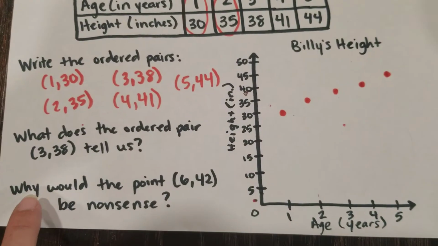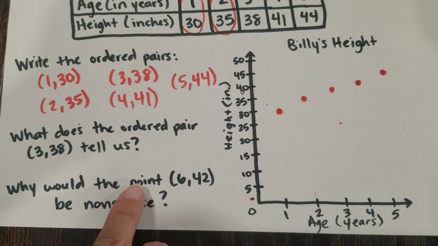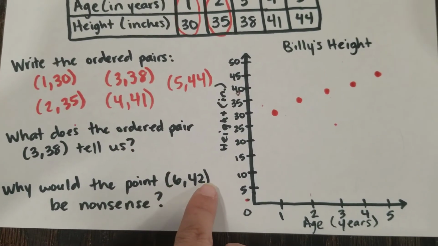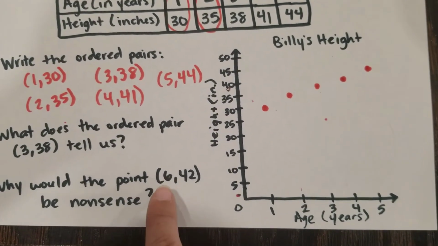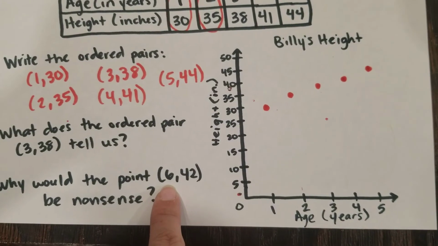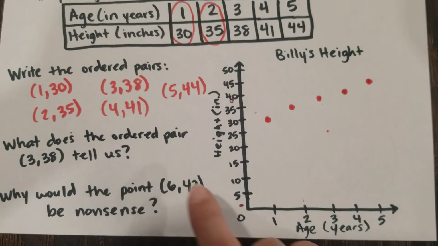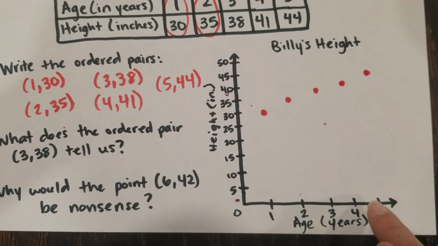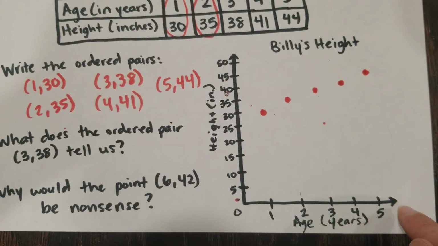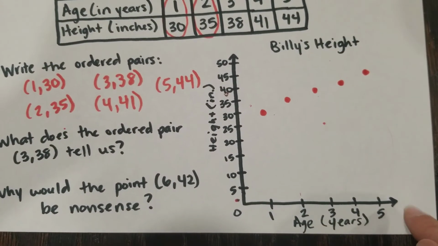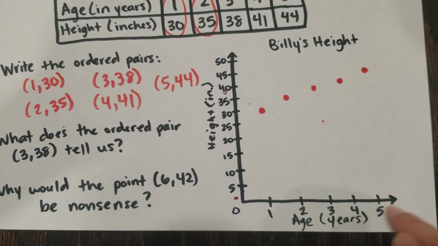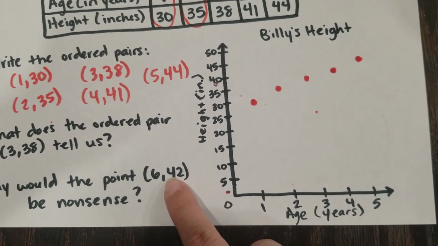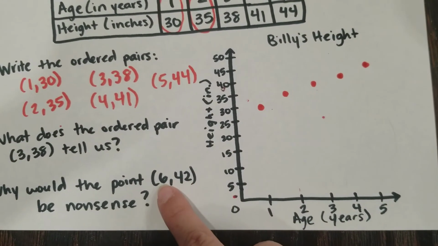Okay, and our last question, why would the point (6, 42) be nonsense? Well, we know that 6 needs to be the age. So when he was 6 years old, our graph doesn't go to 6. I could definitely make this a little longer and have it be 6 over here. That's fine, because this arrow means it keeps going. So I could have a 6 over here, and then up to 42. 42 means he was 42 inches tall when he was 6.